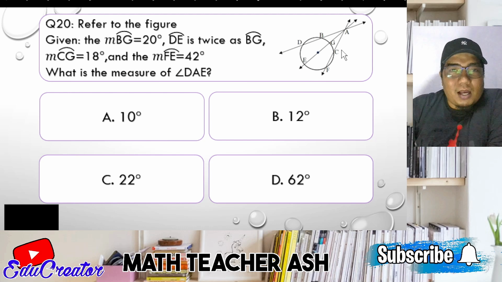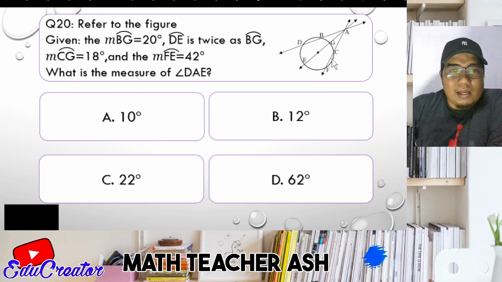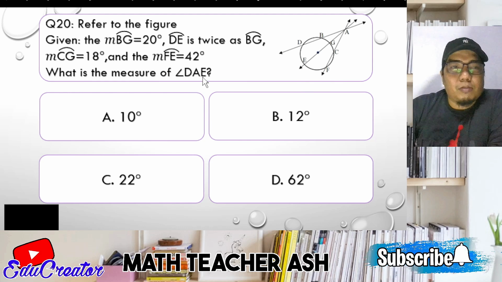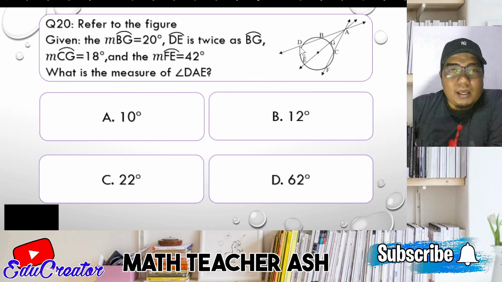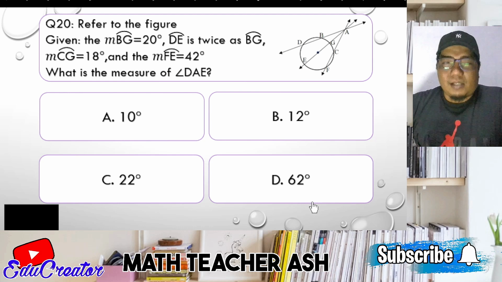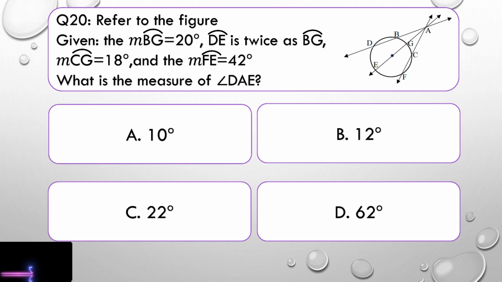So, CG naman, CG, ito, is 18. And FE, ito, is 42. So, what is the measurement of angle DAE? DAE. Ayun. Ito lang. So, is it A, 10, B, 12, C, 22, or D, 62? I'll give you 5 seconds to answer.